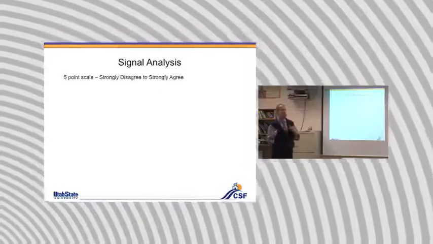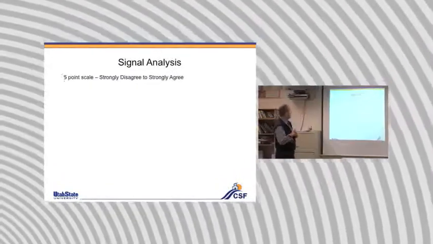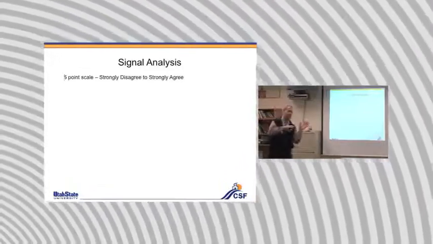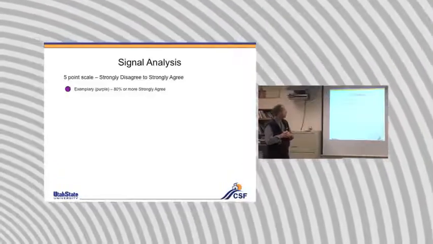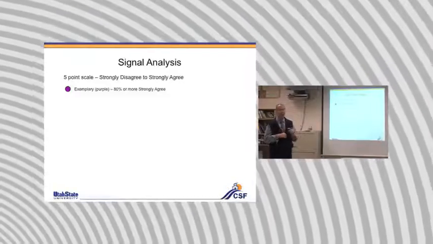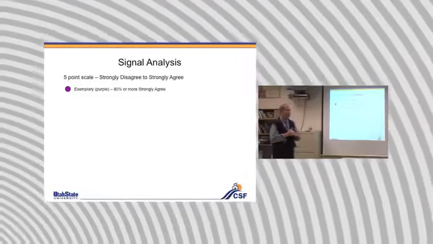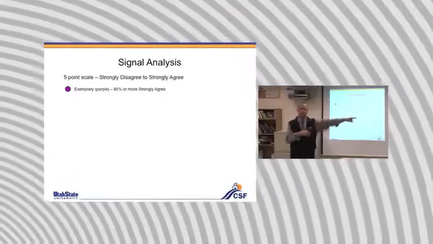One of the things that we do on the ISQ is we turn things into colors, and the way we did that is something called signal analysis. And so we take a 5-point Likert scale, which goes from strongly disagree to strongly agree about some positive attribute of the school, and we say you're exemplary if you're 80% or more strongly agree. Now that is an industry standard, believe it or not. It's something that's been used in total quality management. I don't know if you guys have read management literature. That's what he's all about.